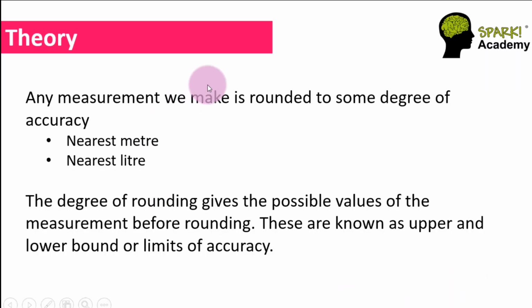In this video we're going to be looking at upper and lower bounds. Any measurement we make is rounded to some degree of accuracy, so this could be to the nearest metre, centimetre, litre, any measurement. The degree of rounding gives the possible values of the measurements before rounding. These are known as upper and lower bounds, or sometimes limits of accuracy.